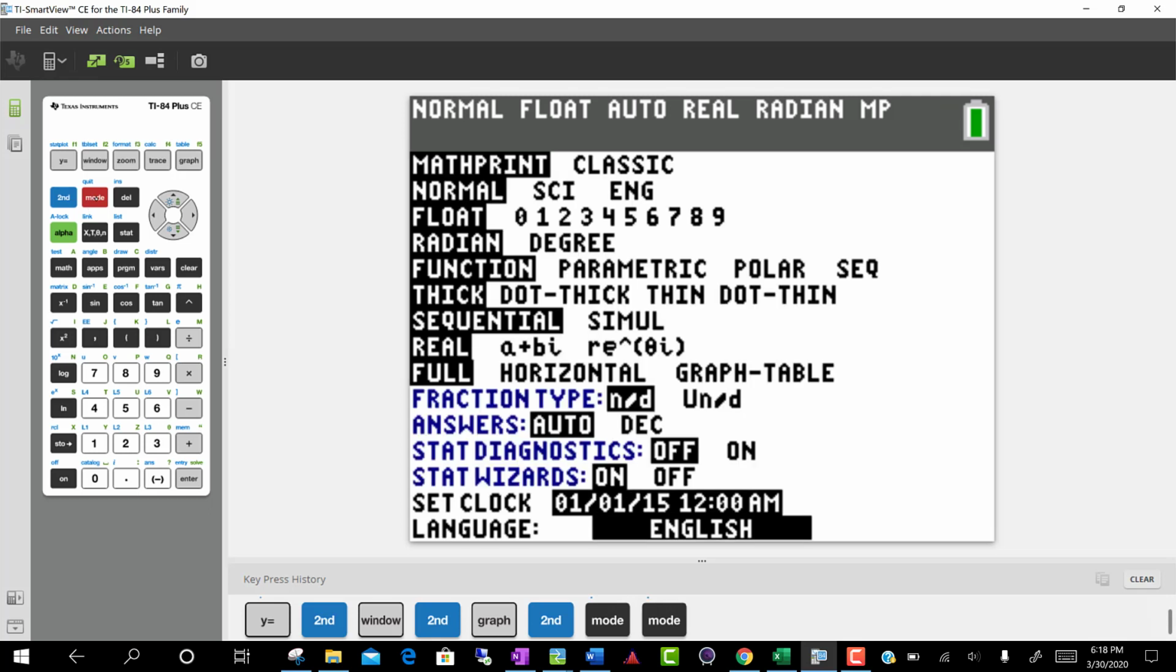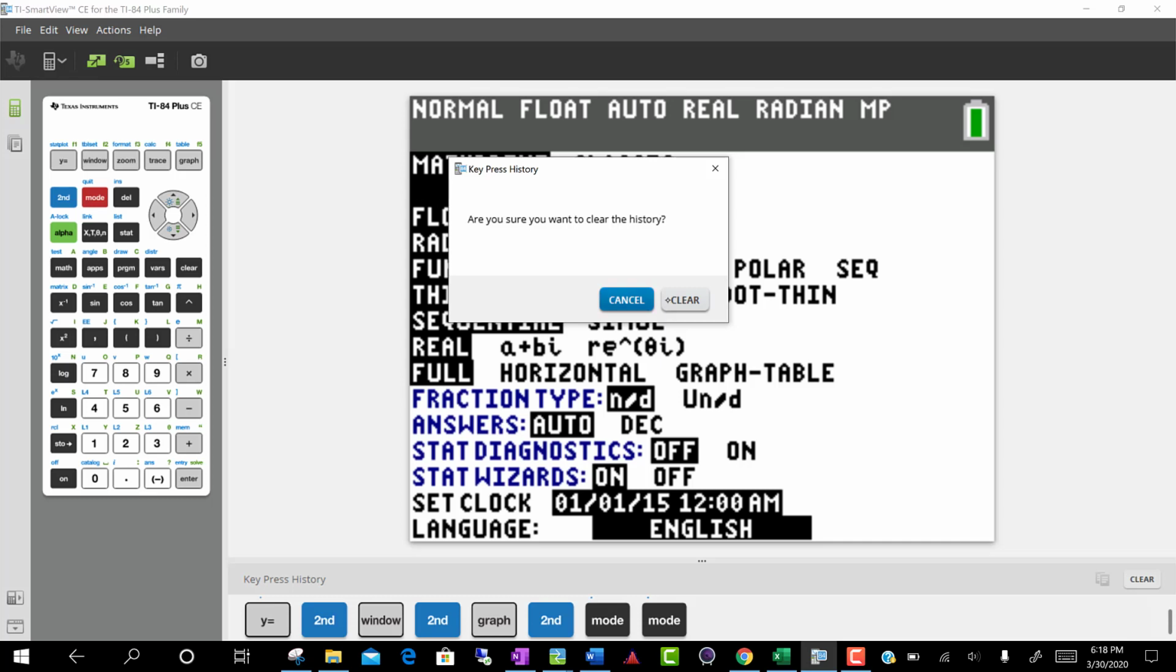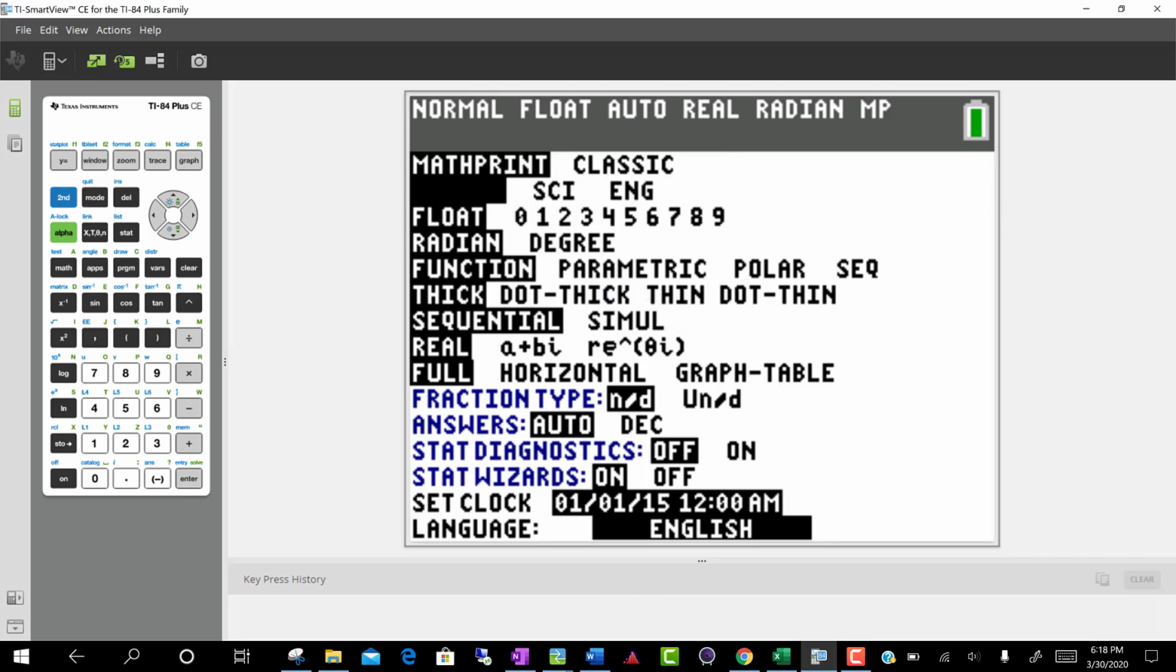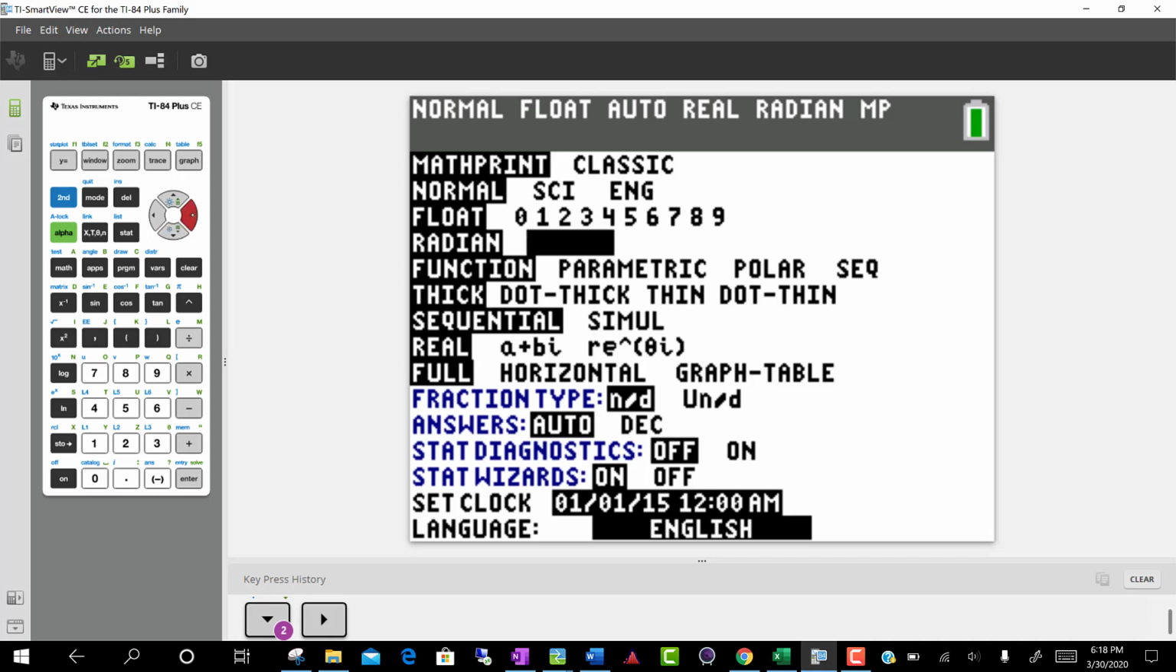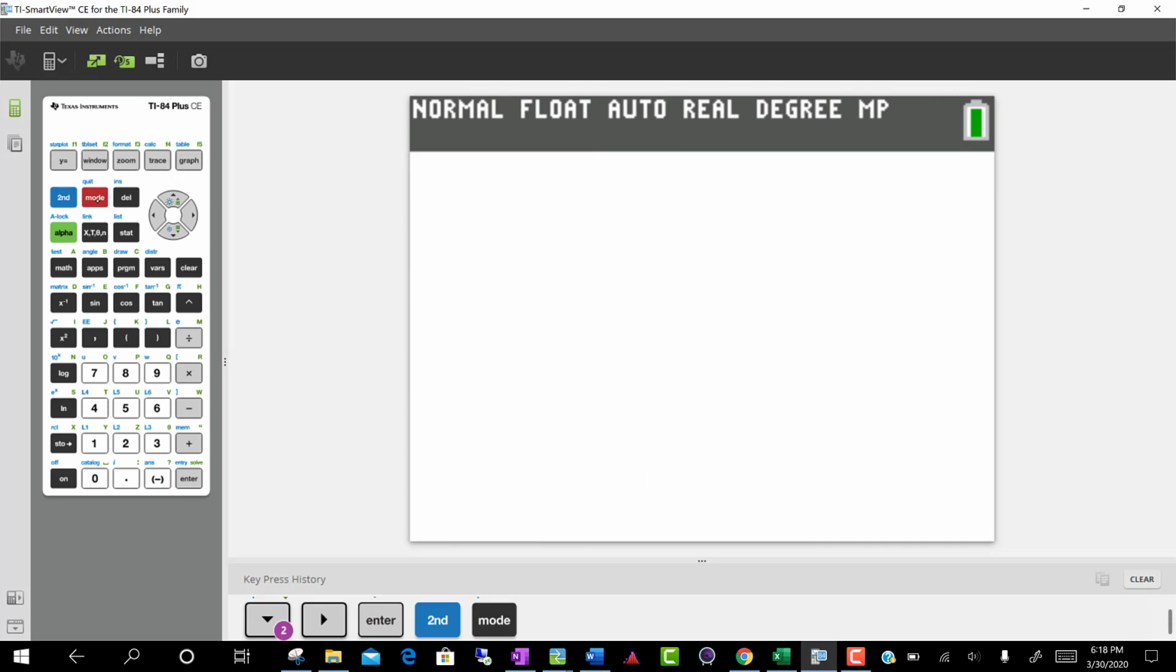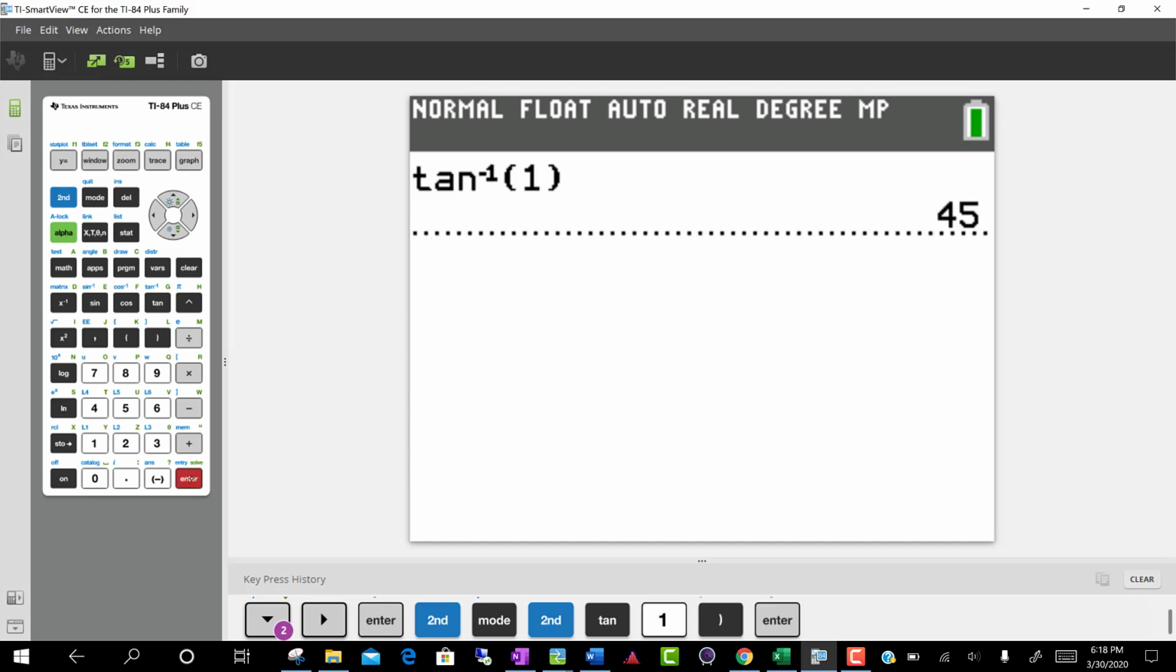radian mode. So let me just clear this out a little bit. There we go. So I'm going to go down and set it in radian mode. Excuse me, degree mode. I know calculus is done in radians. Let's exit out of there. Inverse tangent of 1 is 45 degrees. Oh, okay, yeah. Of course, we need our answer in radians. So that's going to be pi over 4.